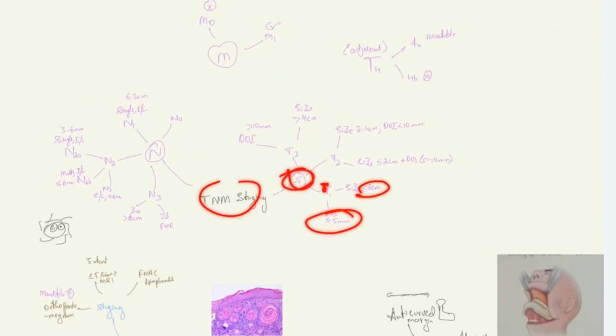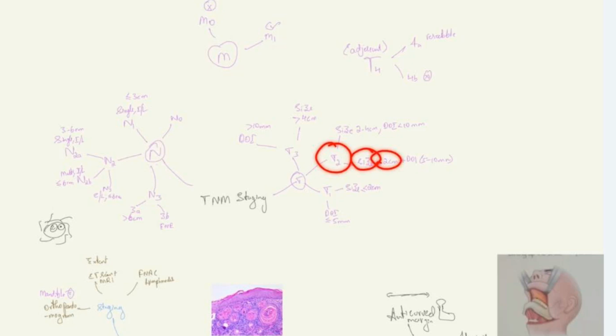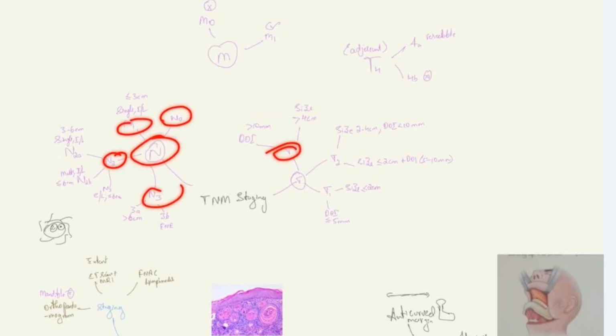T2 is size less than 2 centimeters with depth of invasion between 5 to 10 mm, or size of the tumor between 2 to 4 centimeters. If the size of the tumor is more than 4 centimeters, along with depth of invasion more than 10 mm, it is T3 disease. For N, we saw N0, N1, N2, and N3.